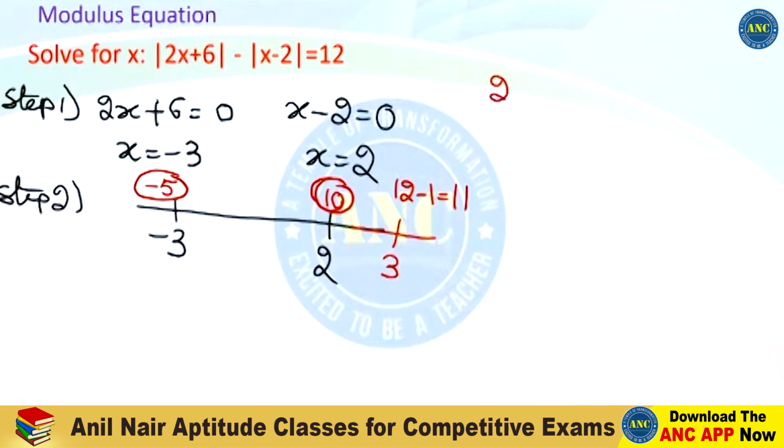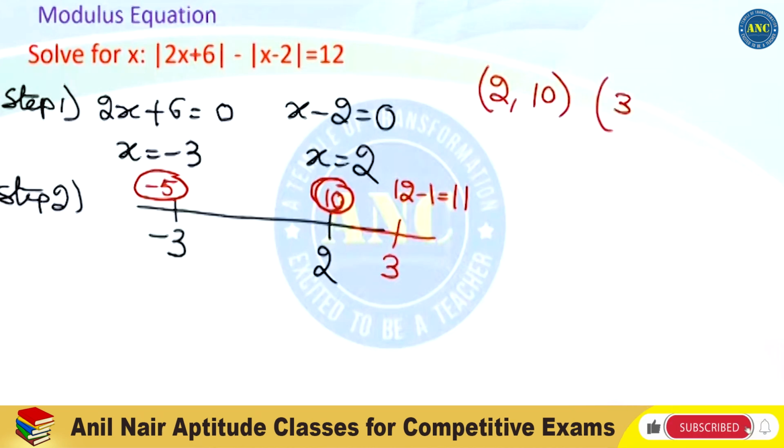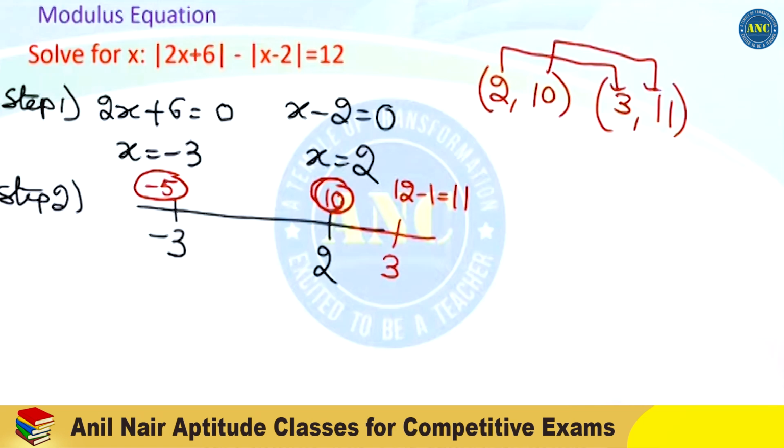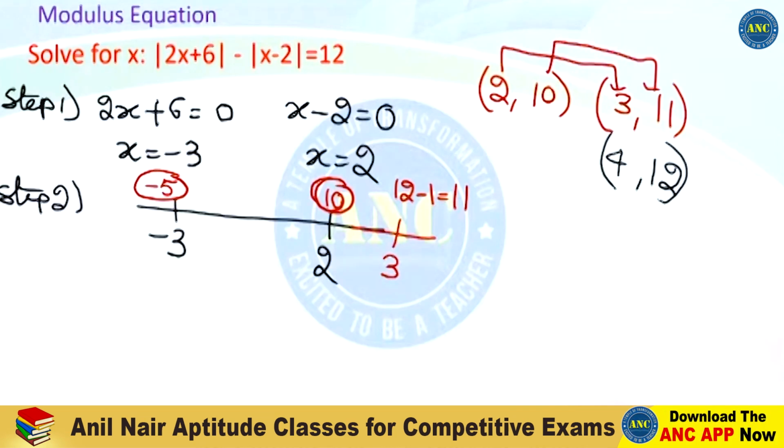Now if you observe, 2 comma 10 is the first point. Next point is 3 comma 11. X increases by 1, y also increases by 1. If x increases by 1, y also increases by 1. But I want y value 12, so one more increase: x will increase by 1. So x equivalent to 4 will be the value of x which will satisfy the equation.